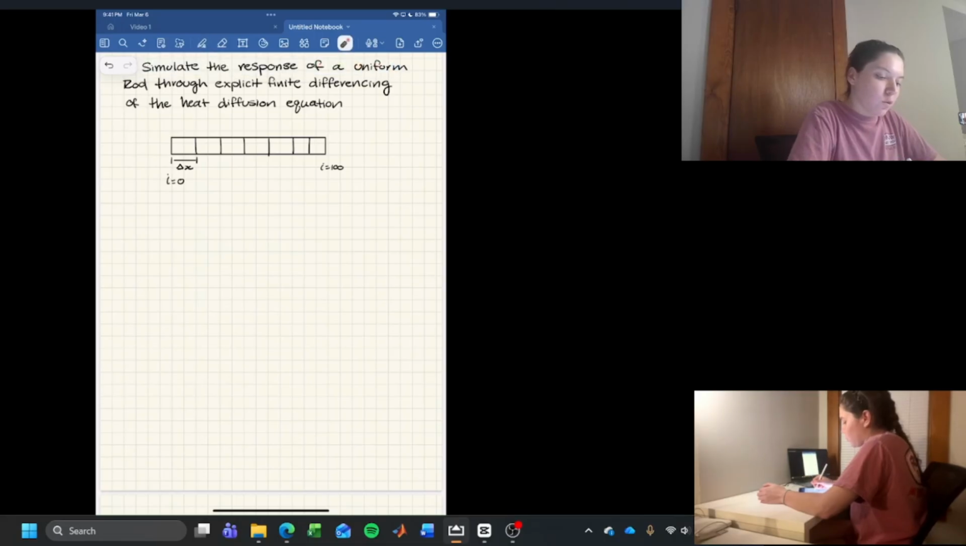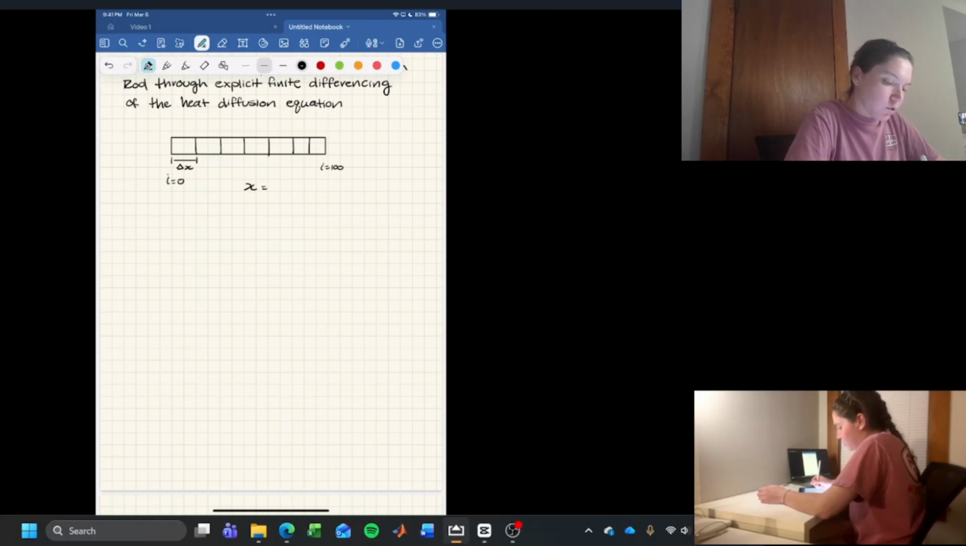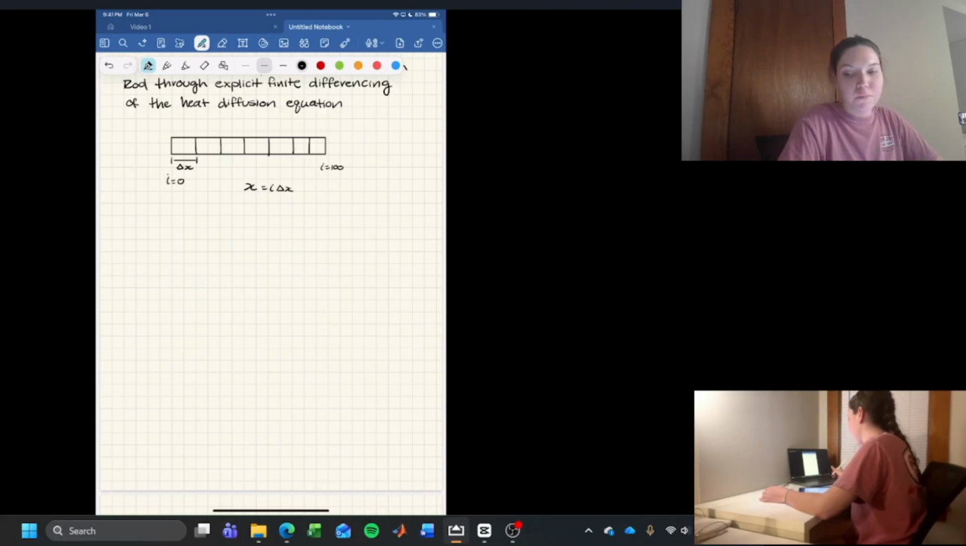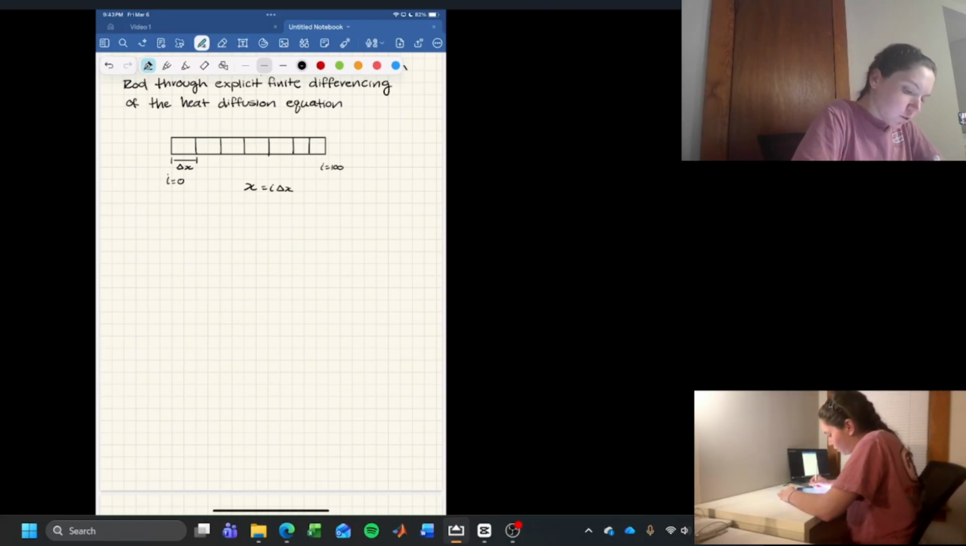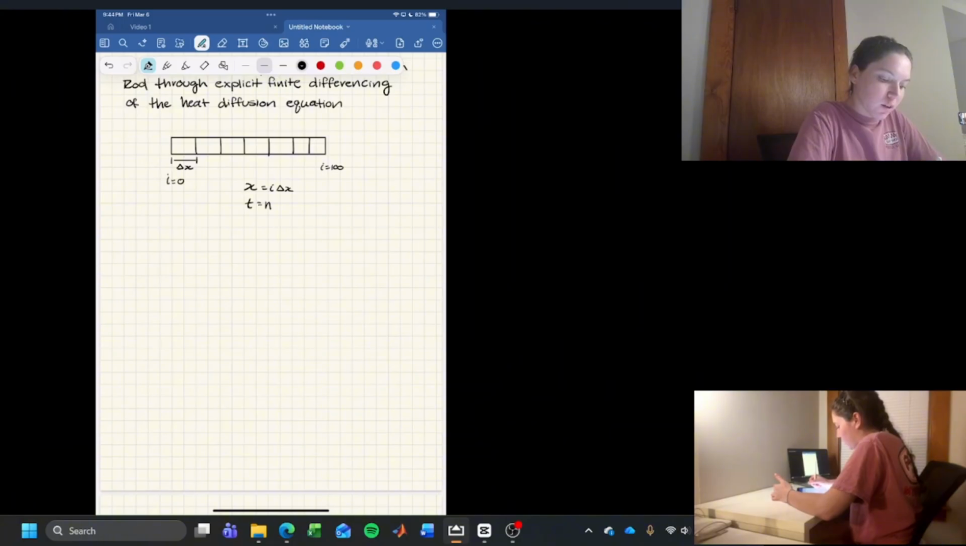So we can say that wherever you are along this bar is going to be your position, which is x. We can set that equal to I, which is the counter for the number of sections that we have, times delta x, which is how big the sections are. And then we also want to know the time along the bar. So we can say that the time is equal to n, which is a time counter similar to the I that we said was like the section counter. And we're going to multiply this by the change in time.